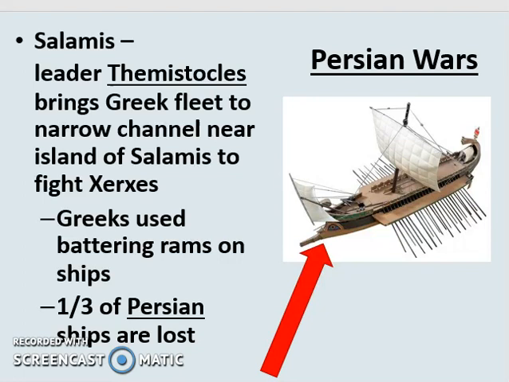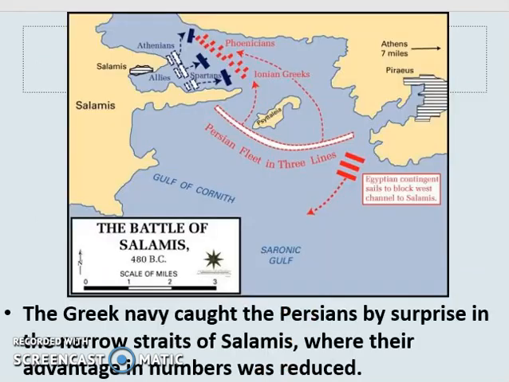Athens is a very powerful sea power, and so they had a lot of ships. They're going to bring their Greek fleet to a narrow channel near the island of Salamis to fight Xerxes. Greeks are going to use battering rams on their ships, so if you take a look at the front of the ship here, what they would do is they would actually ram their ships into other ships, destroying them. A third of Persian ships are going to be lost with this strategy.